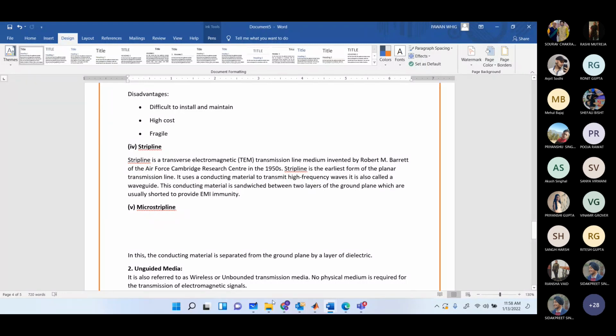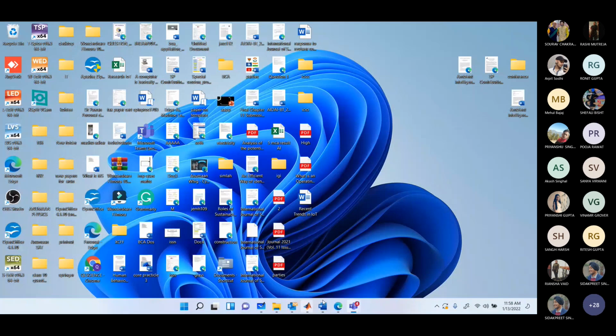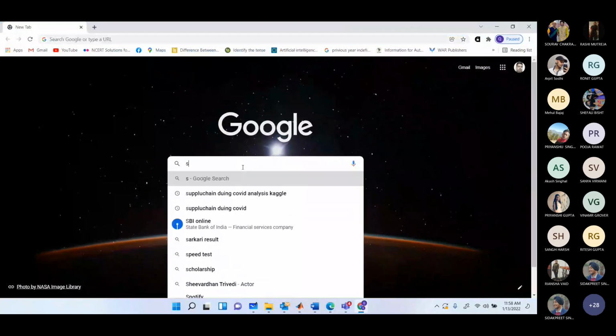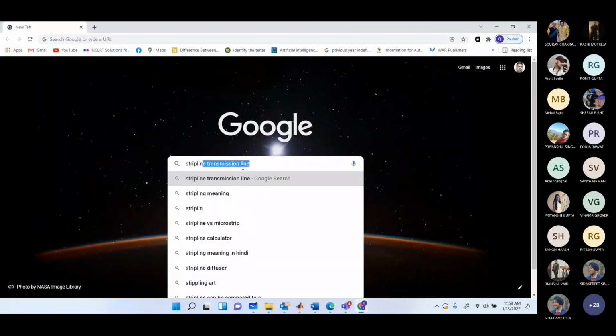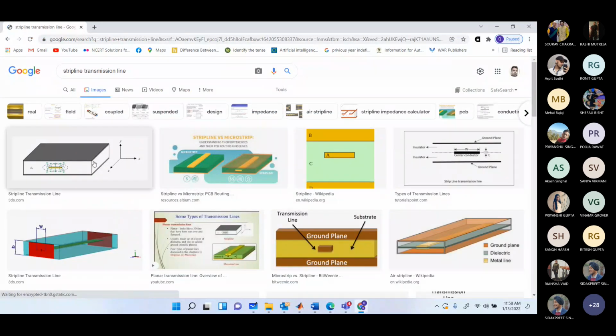And how does it look? Let me show you how it looks, if you want to see. Let me show you how a strip line looks. Strip line, transmission line. You can see the images, it looks like that, the waveguide. So this is how strip lines look. So come to the topic again.